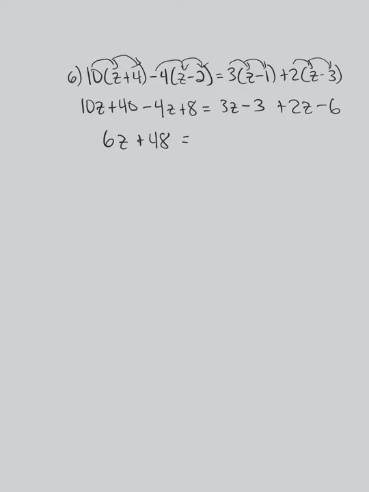And then over on my right side, I have 3z plus 2z. That's 5z. And then I also have -3 minus 6. And so that's -9. Look how simple this is looking. Now I need to get my variables over on the left side. So I want to move that 5z over to the left side, so I subtract it from both sides. -5z minus 5z. 6z minus 5z is just 1z, plus 48 is equal to -9.